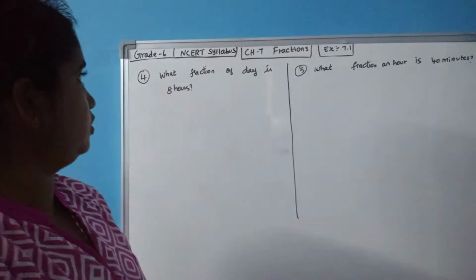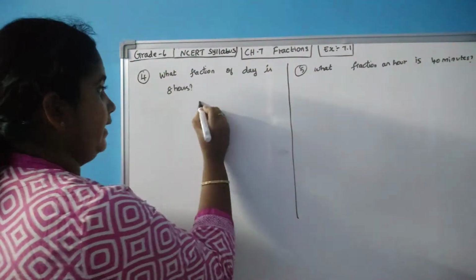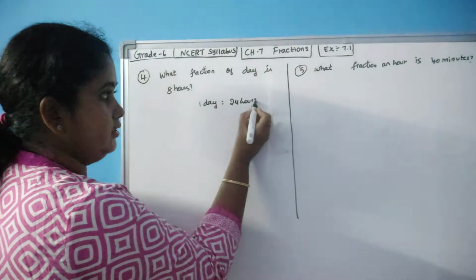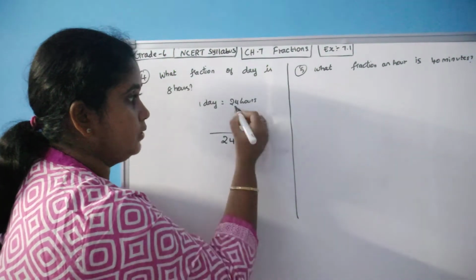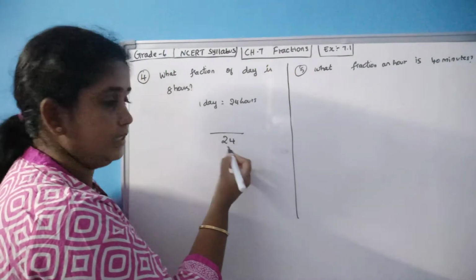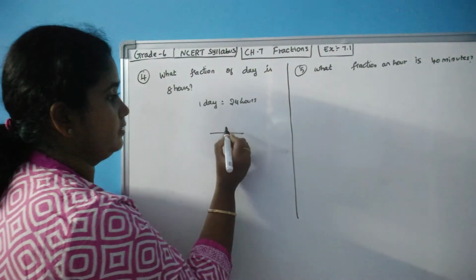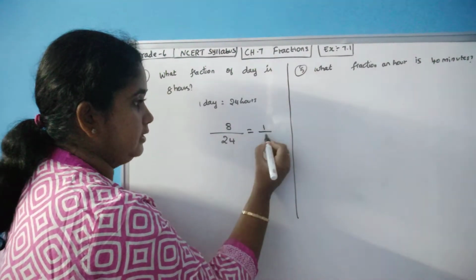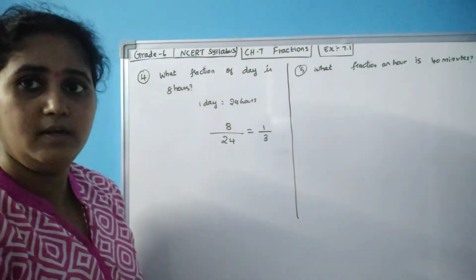Your next question: what fraction of a day is 8 hours? We know 1 day is equal to 24 hours. So this is the total hours. We got the denominator part, that is 24 hours is the total hours. So what fraction of a day is 8 hours? 8 divided by 24. 1 eight is 8, 3 eights are 24. So 1 by 3 is your fraction.